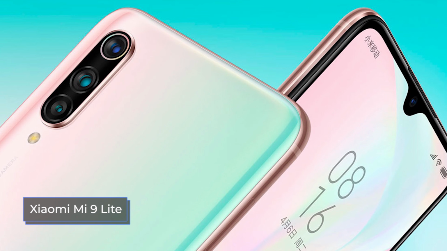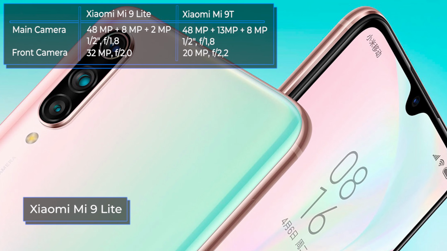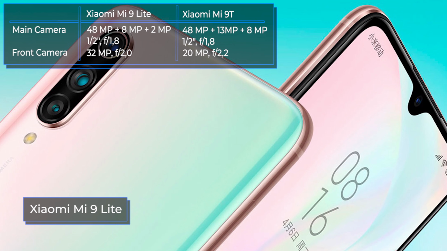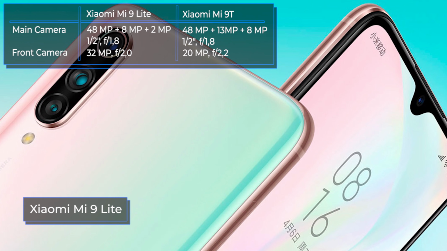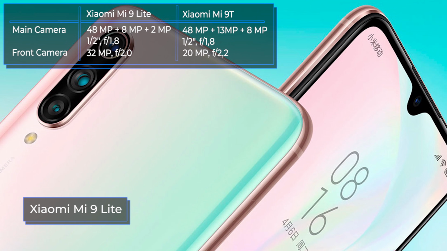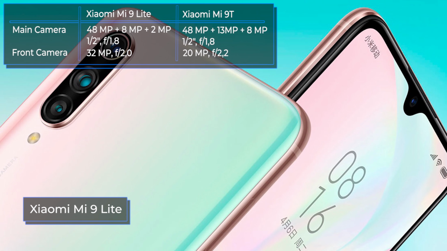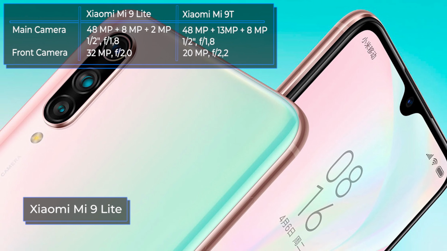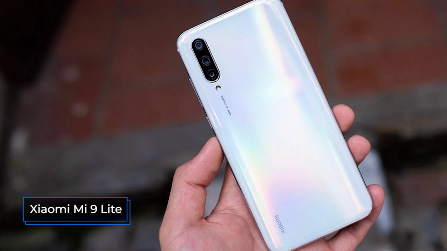Both models have the same main module. This is a very successful and popular 48-megapixel matrix, the IMX586 made by Sony. Great shots are obtained in good light, with a fairly wide dynamic range, excellent focus, and detail. At night, the quality, of course, is not the same, but still remains at a good level.